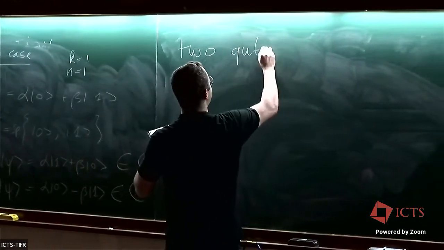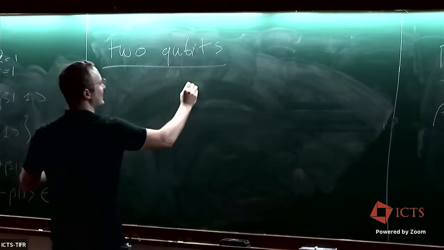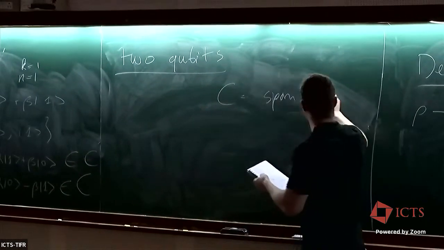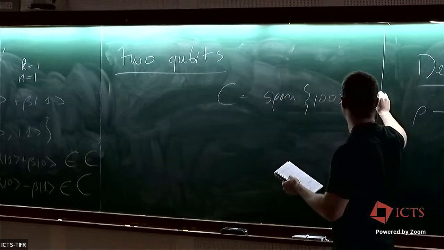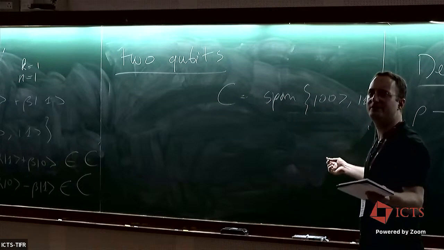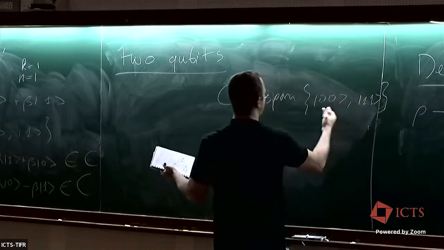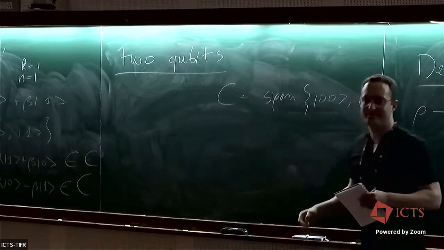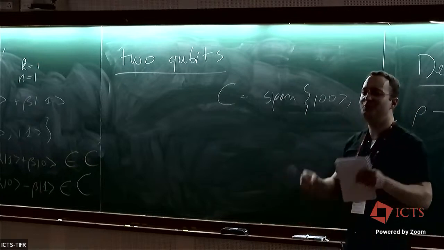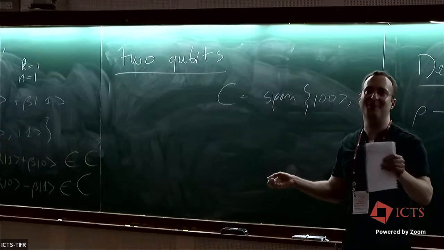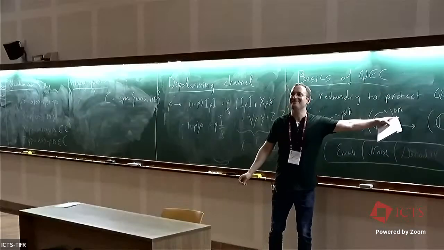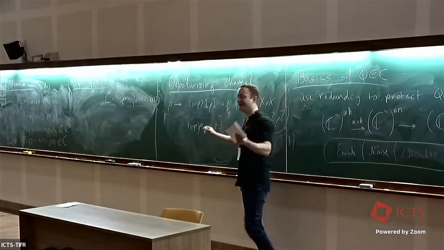So with 2 qubits, let's call our code C equals span 0,0 and 1,1. These are my 2 code words. And what is K here? 1. It's 1 bit that I can encode, 1 qubit. Did I not say it? A code is a 2-dimensional subspace, or a 2 to the K dimensional subspace of a 2 to the N dimensional Hilbert space. This is what a code is.